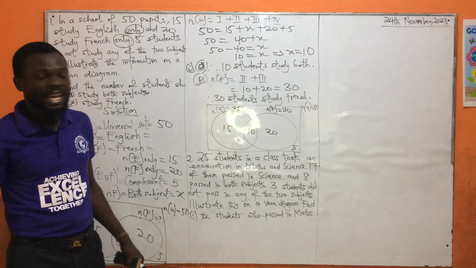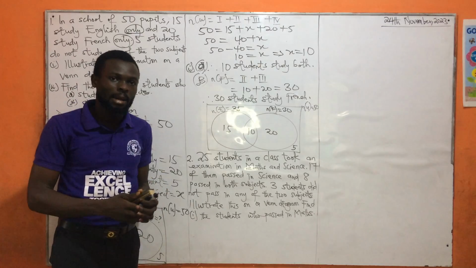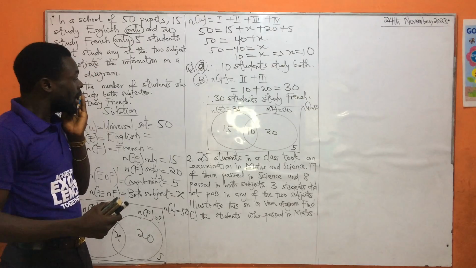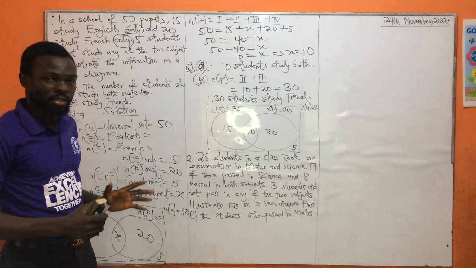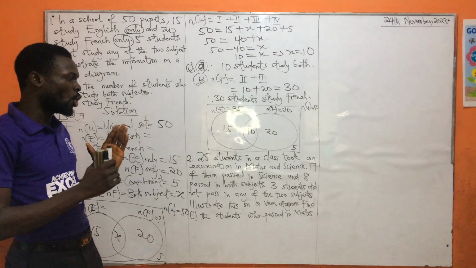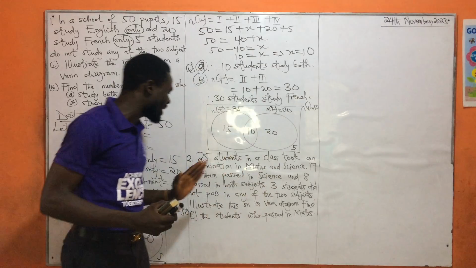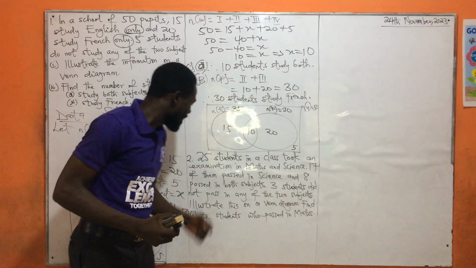Two-set problem. It's very, very simple and easy. Now let's look at the last example. The last example says that 25 students in a class took an examination. So you have been given your universal set. 25 students in a class took an examination in maths and science.